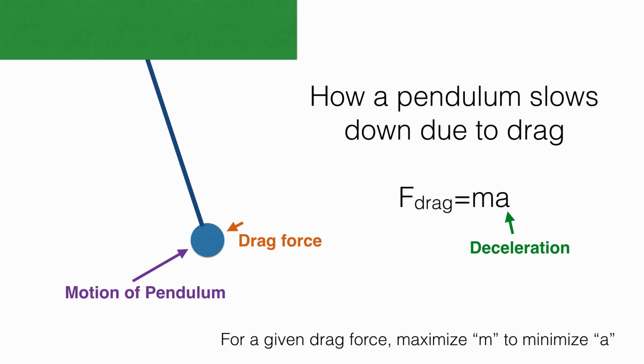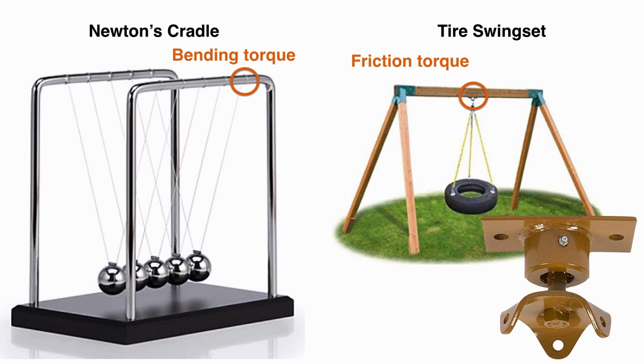So since we can't affect the force of drag, and we want to minimize deceleration, right? The letter A, F equals ma. The thing that we can affect is the mass. So if we make the mass as large as possible, then for a given drag force, we will be minimizing the deceleration. Now let's talk about how else our pendulum can slow down with either bending torque or frictional torque.